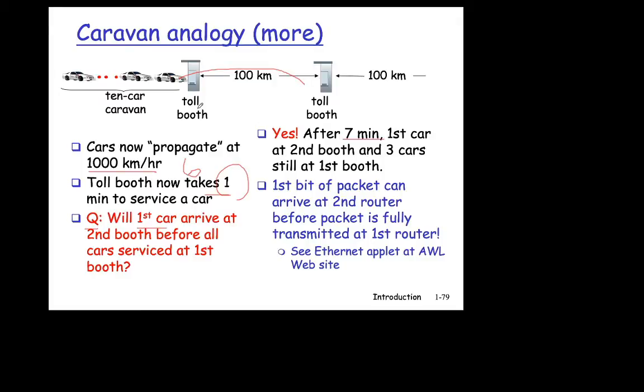Now, 7 minutes is also the time to service 7 cars for this first toll booth. That means we have 3 cars that are still behind at the first toll booth. So yes, okay. When the first bit arrives at the next router, there could still be bits not yet transmitted out from the previous router. So in this case, where the propagation speed is really fast and transmission rate very low, you had this weird situation.